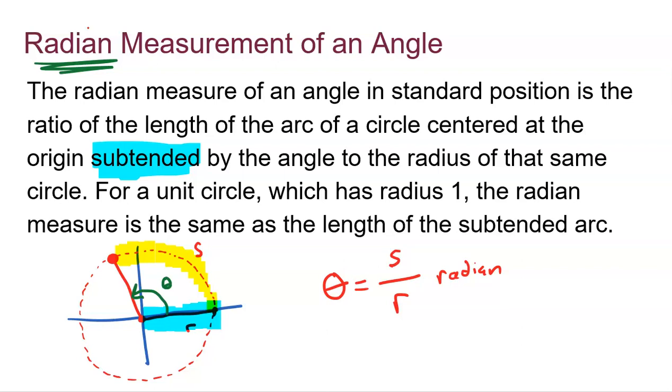It's kind of a weird word. I actually don't really like it. But the subtended arc is just what I have highlighted here in yellow. It's just the arc that is created from the initial side to the terminal side of the angle. We call that the subtended arc. And to find the radian measurement of that angle, you take the length of that arc divided by that radius.